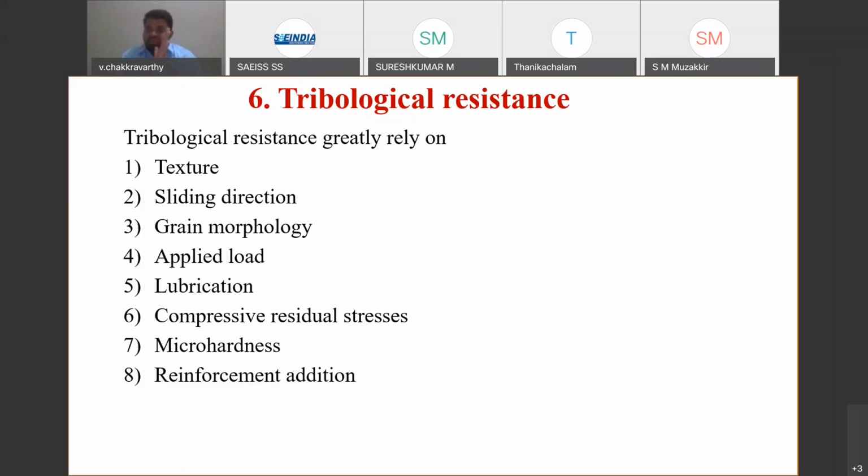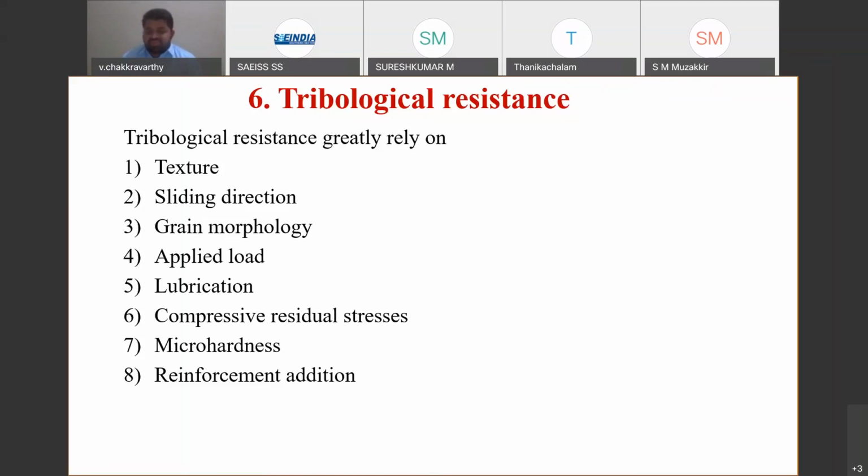And what is the load that was applied during sliding? If you are applying a high load, then the friction will be higher. Due to the high coefficient of friction, your material will get worn out very quickly. Then the lubrication mechanism: some materials act like a self lubricant. For example, if you are fixing an implant, the blood consists of a lot of proteinaceous substances. Those proteins will form a thin biofilm over the implant. Due to that protein adsorption, your material will act like a self lubricant, which will reduce the friction to a greater extent. So that lubrication ability also determines your tribological resistance.